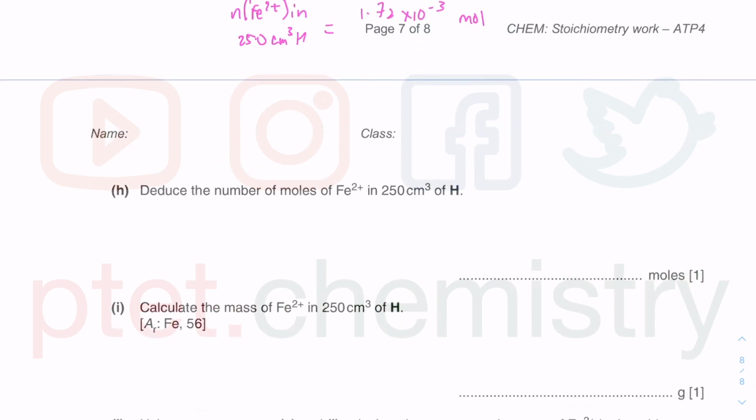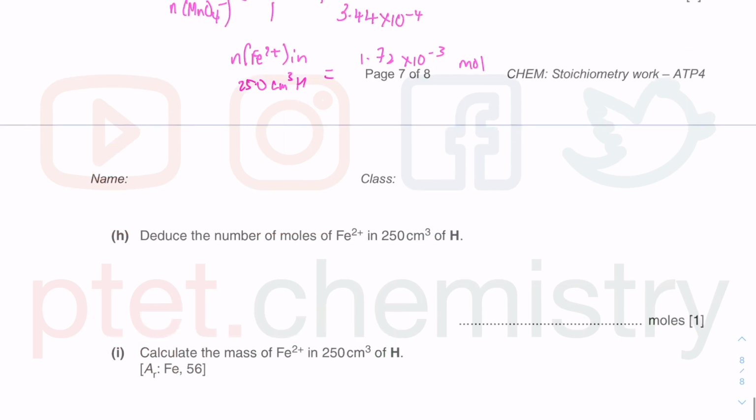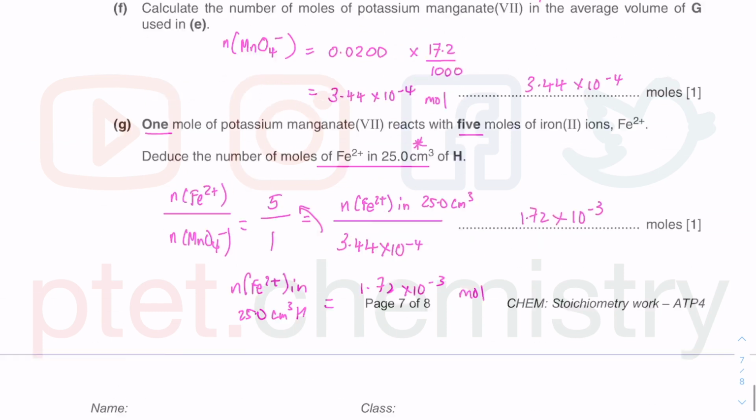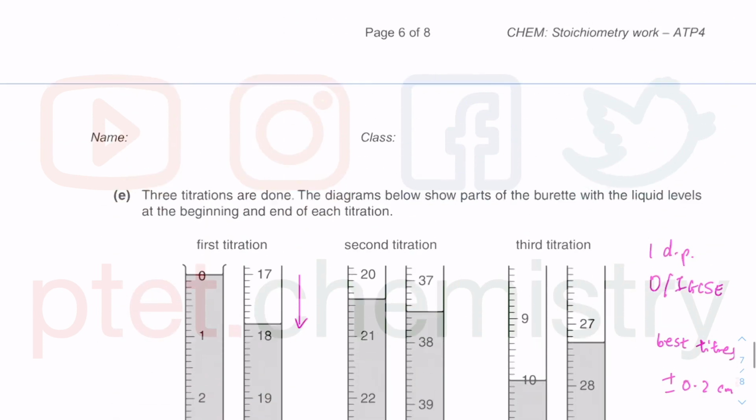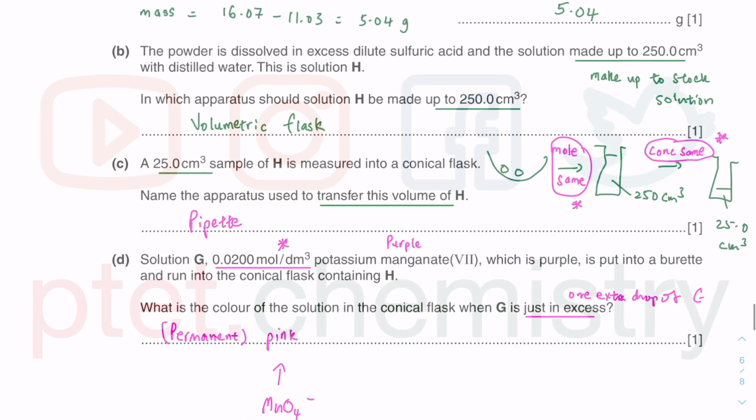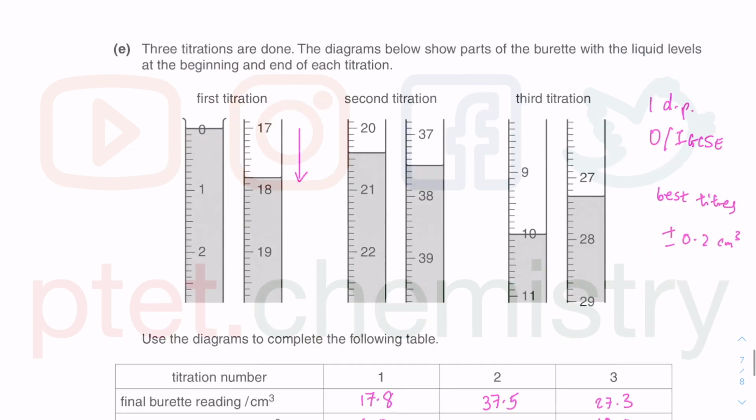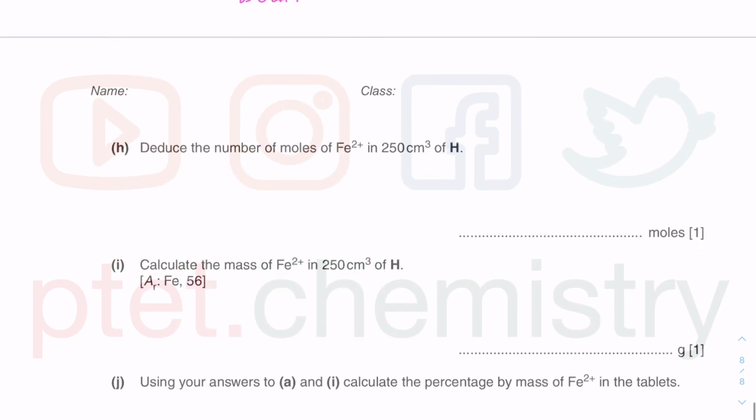Now that was in 25.0 cm³ of H. Remember my very simple diagram just now? I have the mole of H in 25 cm³ and I want the mole here. The concentration is the same, so the greater the volume, the higher the mole, but the mole is not the same. So I need to multiply by certain factors based on that diagram previously.